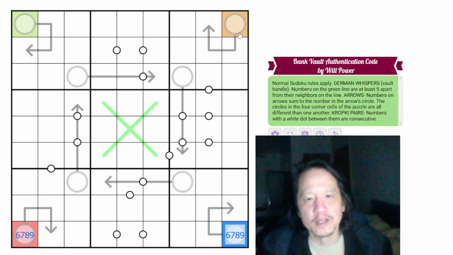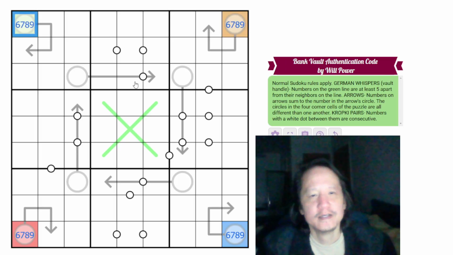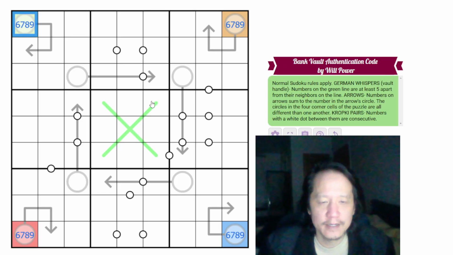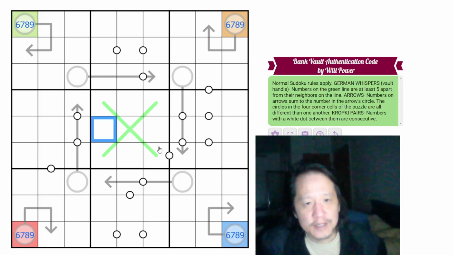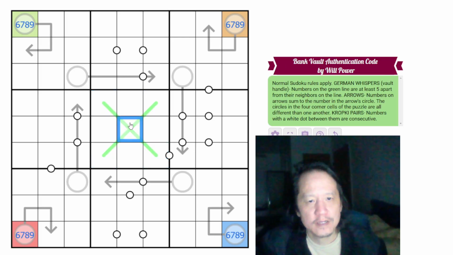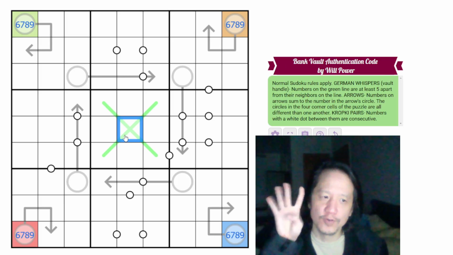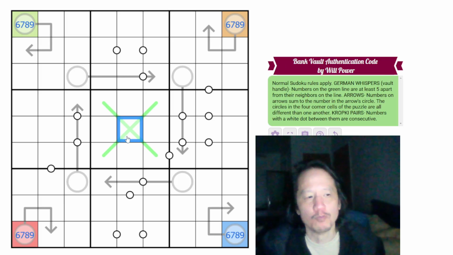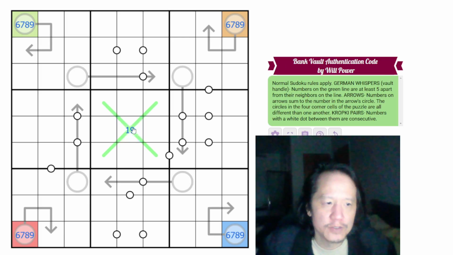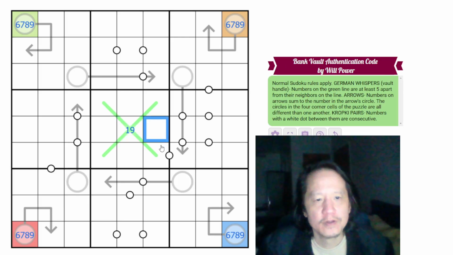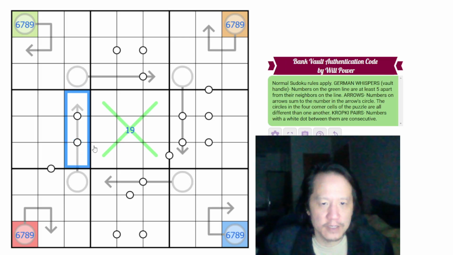Well, the interesting thing is, okay, this has to have 4 digits that it's essentially next to on a German whisper line. The only digits that can be next to 4 other digits on a German whisper line are 1 and 9, right? So this is 1 or 9, and it has to be next to each. Okay. So these are consecutive, and this is consecutive actually also.